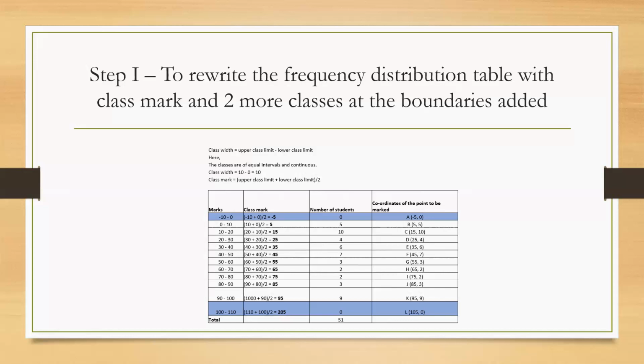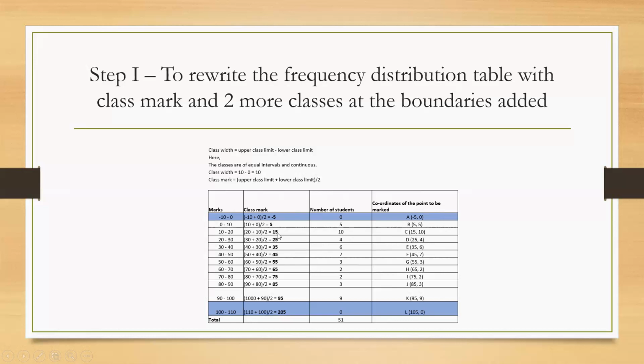Now, when we plot the points or the vertices of the frequency polygon, we have to figure out the coordinates of those points. The x coordinate of the point to be plotted is the class mark of that class interval, and the y coordinate is the number of students, or the frequency. So the first point is A (-5, 0). The second x coordinate is the class mark 5 and the y coordinate is the number of students, 5. So point B is (5, 5).